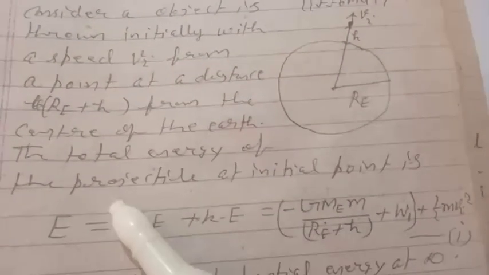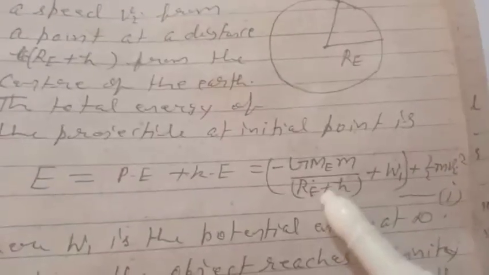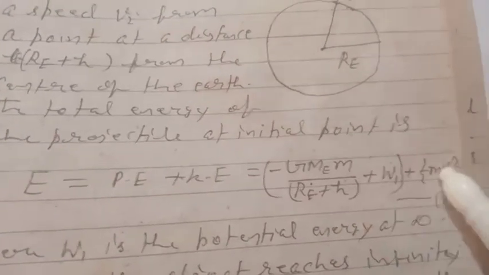The total energy of the projectile at the initial point is E equals potential energy plus kinetic energy, minus GMe m by Re plus h plus W1 plus 1 by 2 m vi square. This is the potential energy with reference energy, and this is the kinetic energy, where W1 is the potential energy at infinity, because we choose the potential energy reference point at infinity.